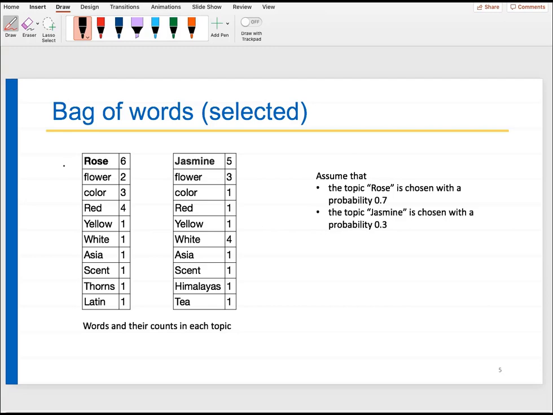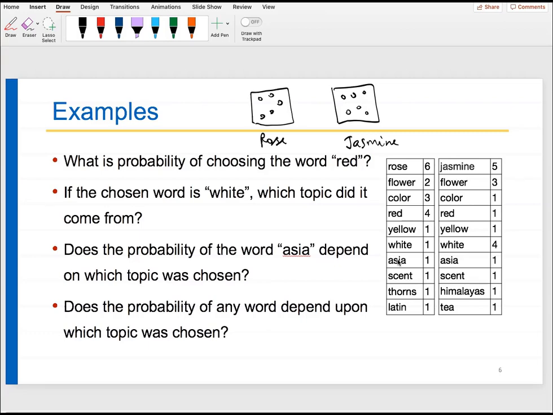Similarly, from the rose article, I have chosen these words. Right? So these are the words and their counts in each topic. In the topic rose, the word rose appears 6 times. The word flower appears 2 times, like that. And in jasmine, the word jasmine appears 5 times, flower appears 3 times, tea appears 1 time, whereas in rose the tea does not appear. And assume that the topic rose is chosen with the probability 0.7 and topic jasmine is chosen with the probability 0.3, right?